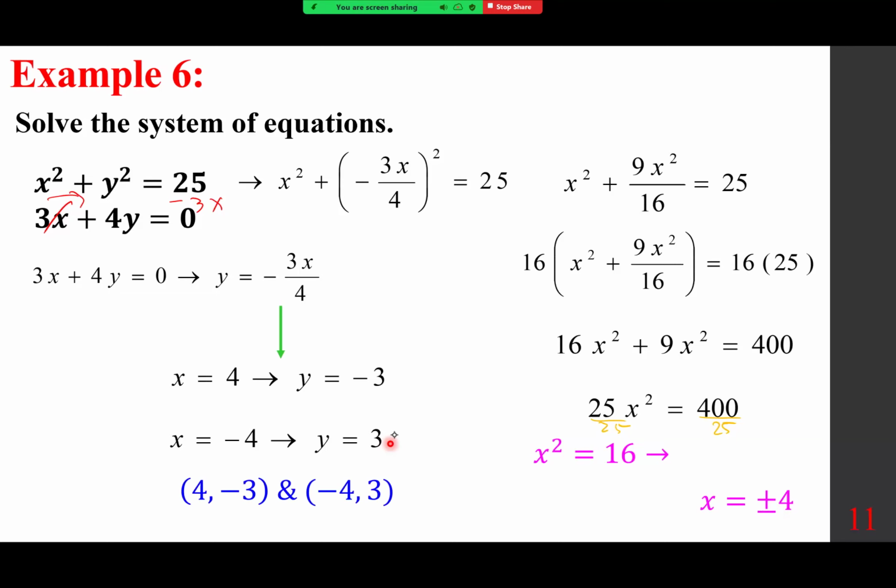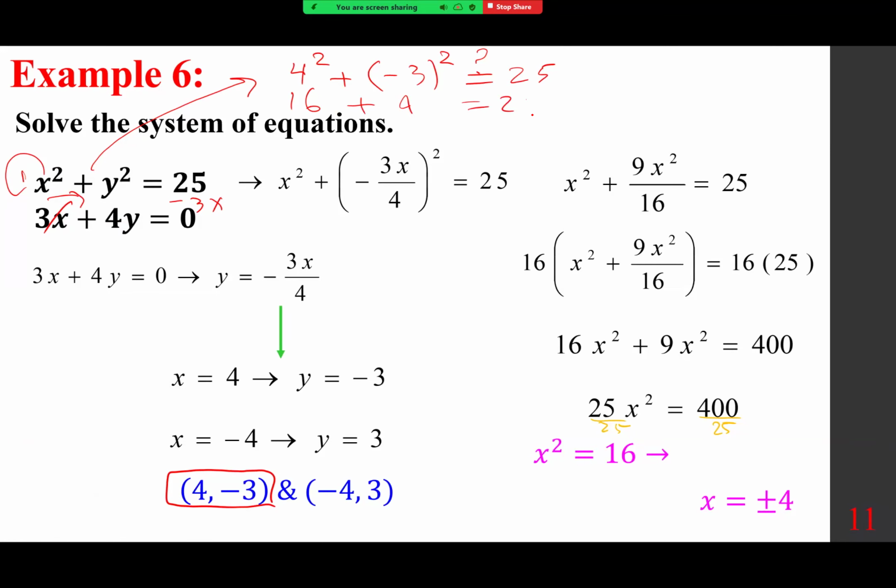And remember, we use this one to get to the answer. You have to use the first one. I'm going to call it equation number 1, everybody. And I'm going to check one of those. For example, this one, and I get 4 squared plus -3 squared. And I ask myself, is this equal to 25? I get 16 plus 9 equals 25, and it checks.